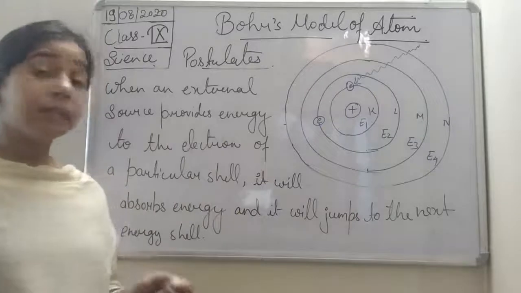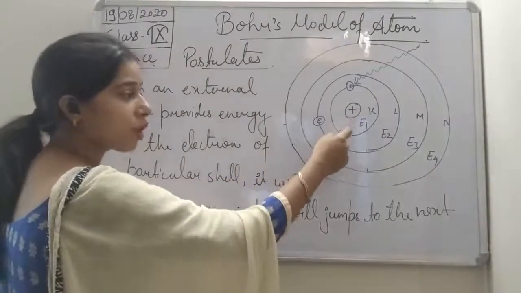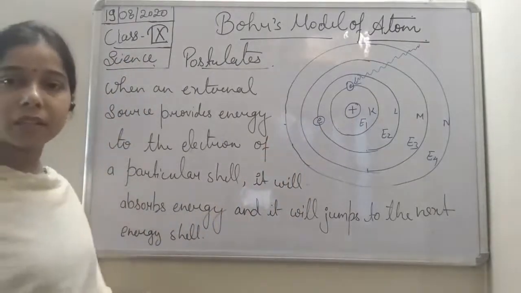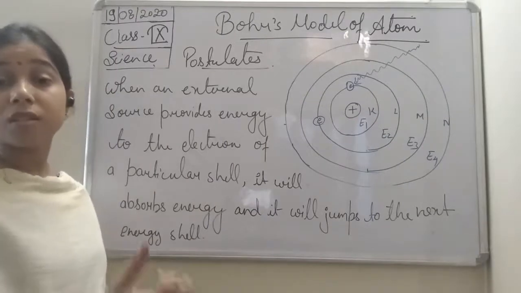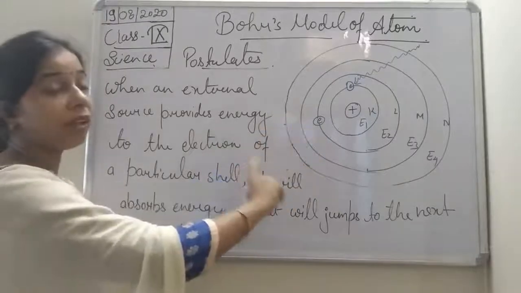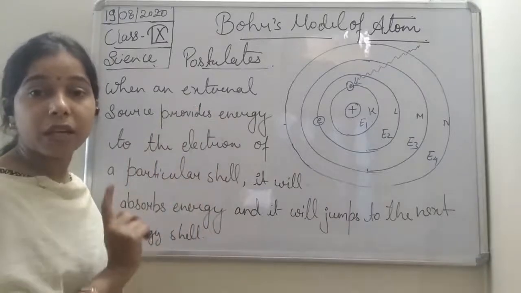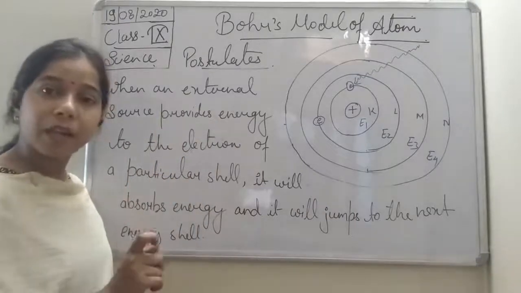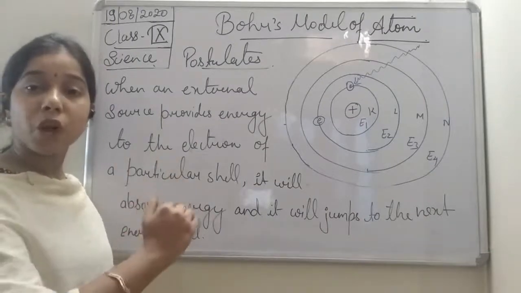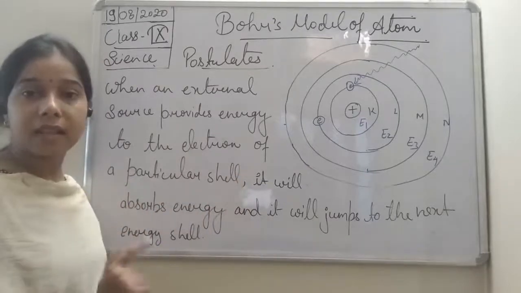Now this state of the electron in which it jumps from one shell to the other shell is the excited state. Why excited state, students? Because it absorbs the energy. Before that, when it was moving in its own shell, having its own energy, that state was known as the ground state. When it absorbs the energy and jumps into the next shell, that state is known as an excited state.